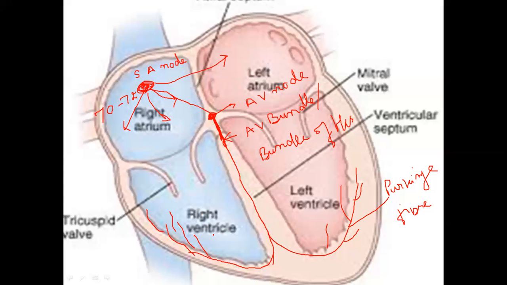And when this wave of depolarization spreads over the ventricles, the atria come back to their relaxed position, which is called repolarization. So when ventricular systole is occurring, the blood is pushed into the main arteries of the body. So in a minute, this process repeats 70 to 72 times.